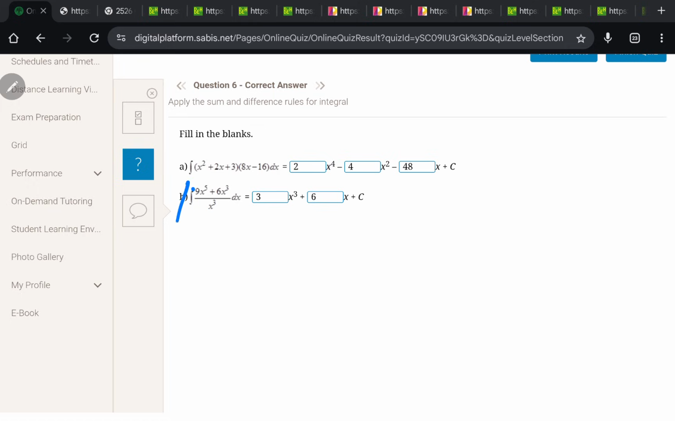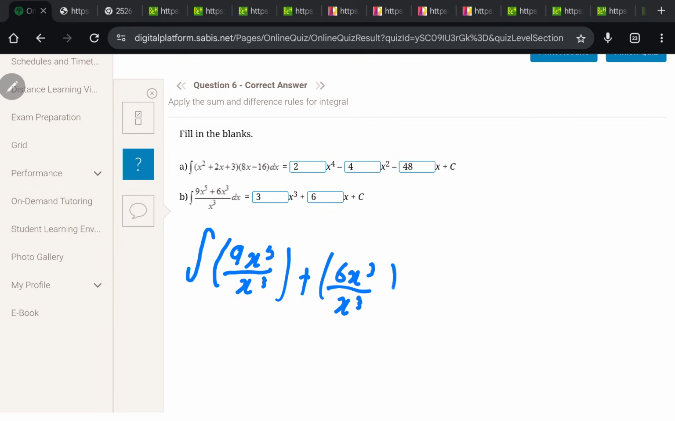Now for this one, I'd recommend you simplify it again. So this is the same thing as what? 9x to the power of 5 over x cubed, plus 6x cubed over x cubed dx. Now, you can simplify this, right? So you'll get 9x squared, because 5 minus 3 is 2. Plus x cubed will cancel, so you'll get plus 6.